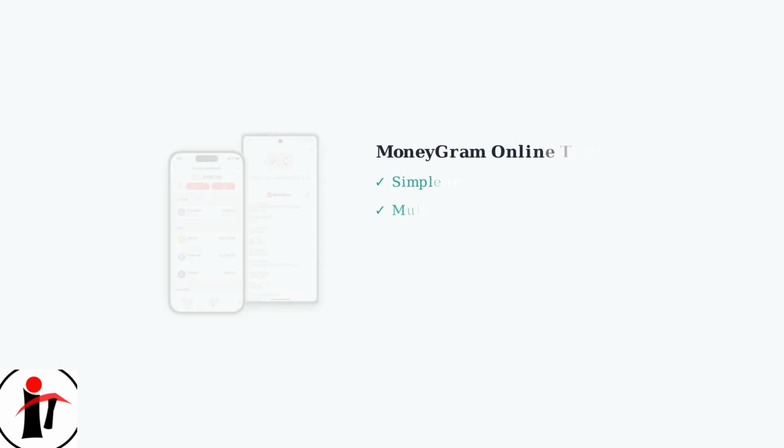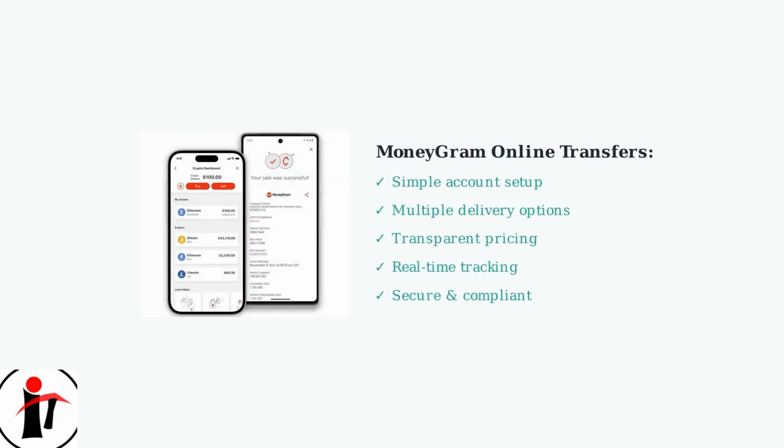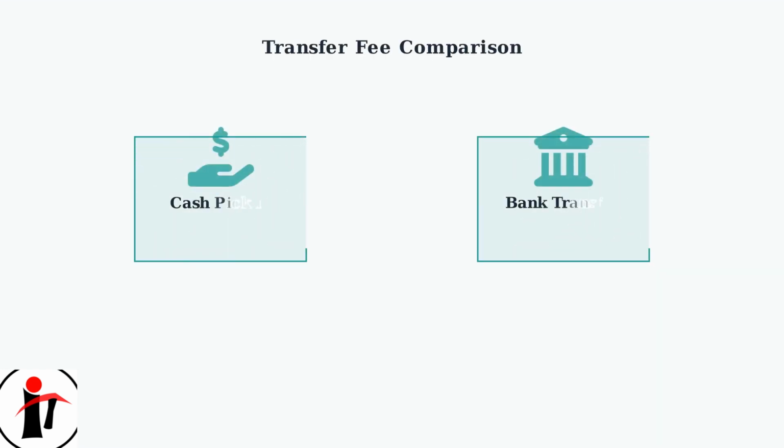The recipient is automatically notified, and you can monitor the transfer status using MoneyGram's tracking system online or through the mobile app. MoneyGram's online platform makes international money transfers simple and secure. From account setup to delivery confirmation, the entire process is designed for convenience while maintaining the highest security standards for your financial transactions.